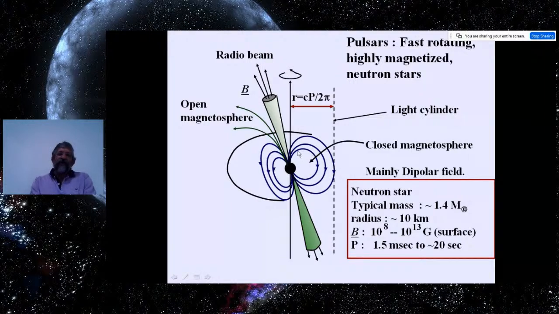But that apart, if the field lines manage to close within that, they remain closed. The ones that do not manage to close within that distance remain open. Of course, they don't have monopoles here. The lines will eventually close through a circuitous path through the medium around it, and so on and so forth. But now it allows you a path for things to flow out, and this is what actually happens in the case of radio pulsars, and we'll see how that relates to the radiation that we see.